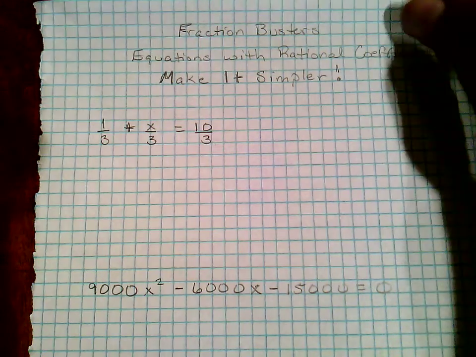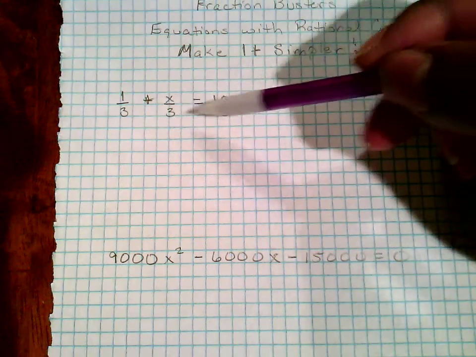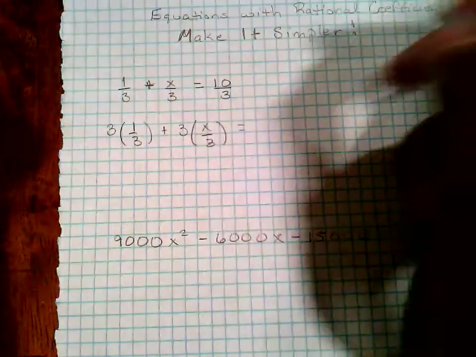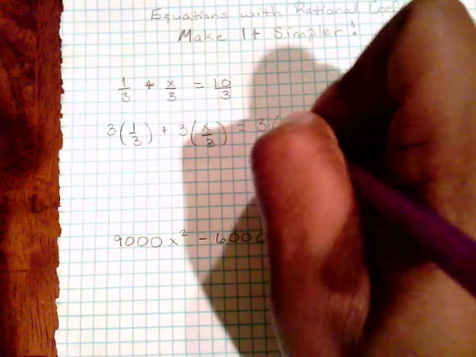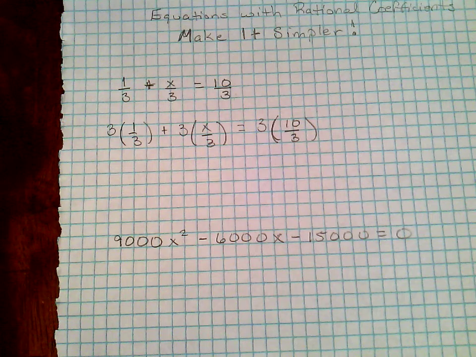So, what if I did the inverse? Instead of dividing by 3, what if I multiplied each term by 3? So, what would that look like? That'd be 3 times a third plus 3 times x thirds. And that'd be equal to 3 times 10 thirds.